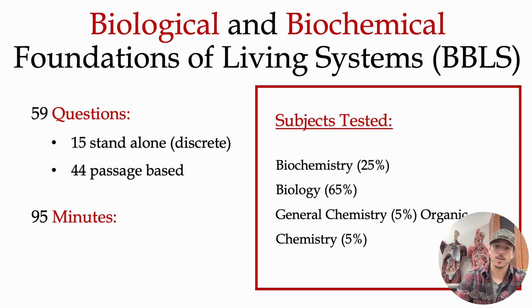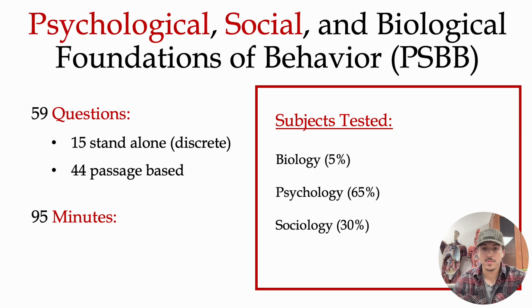After the CARS section comes the biochem section, which has the same amount of questions and minutes as the chem phys section. That's standard 59 questions in 95 minutes. And then the test ends on the psych-soc section with, again, 59 questions and 95 minutes to answer them.